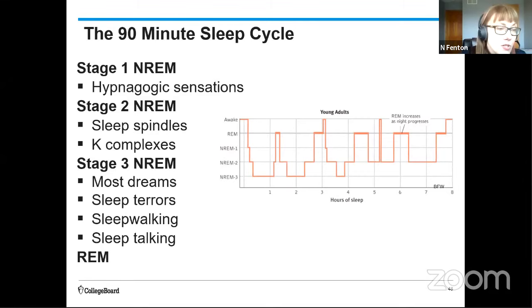Stage 3 is where most dreams occur. So this is that deep sleep, those delta waves. This is also stage 3 where sleepwalking and sleep talking would likely occur. And then REM, again, we talked about this earlier, is rapid eye movements, your blood pressure, heart rate, and breathing increase, and you have this sense of muscle relaxation or loss of muscle tone during this time period. And you have the brainwave pattern in REM that's similar to an awake state.